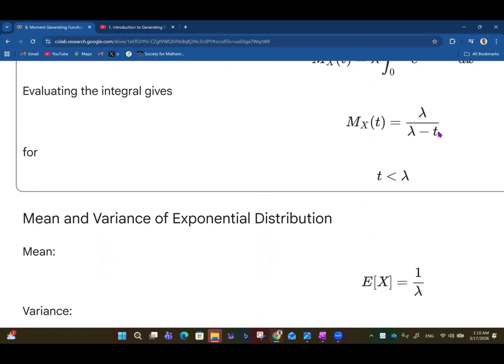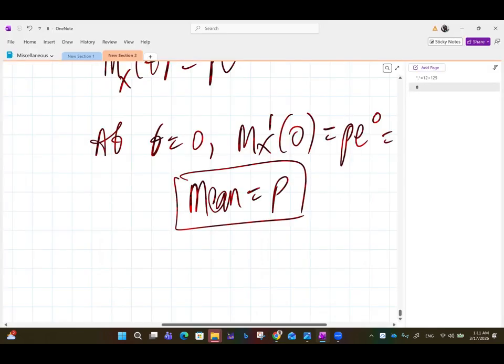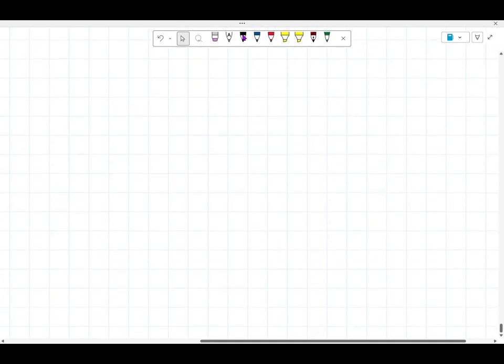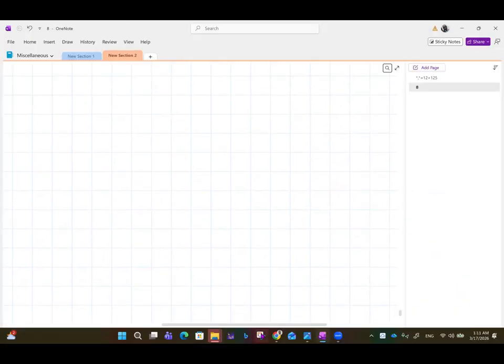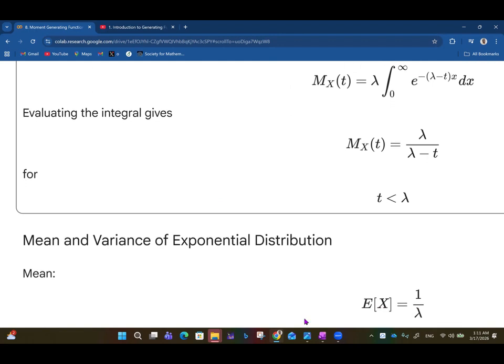So of course, to find the mean, differentiate this once. Should I try that? Okay, I think let me just try this. I've been skipping the other ones. So let me say m x of t equals lambda over lambda minus t. That is for the exponential distribution.